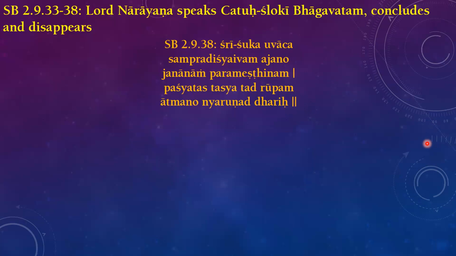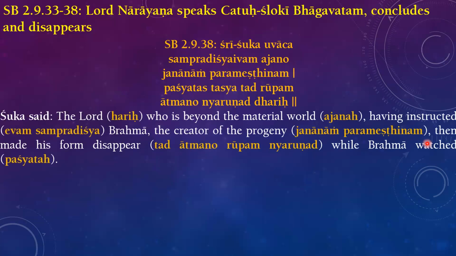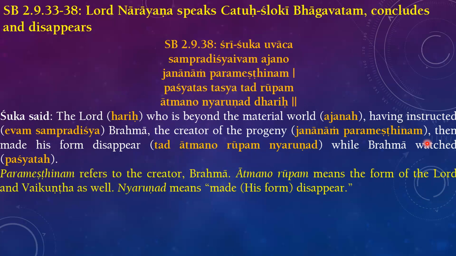Sri Shuka Uvacha: Sampradisyaivam ajo jnanam parameshthinam pashyatas tasya tad rupam atmano nirupadari. Shuka said, the Lord who is beyond the material world, having instructed Brahma, the creator of progeny, then made his form disappear while Brahma watched. The Lord spoke the Catus-sloki Bhagavatam, then disappeared. Brahma was simply gazing at the Lord. Simple. After thus instructing Brahma, the Lord disappeared.